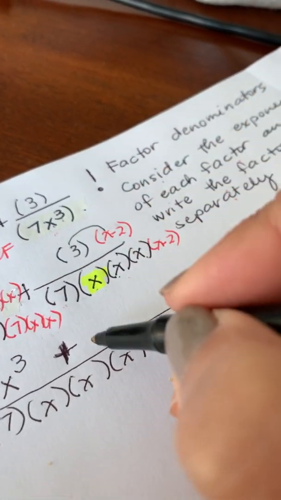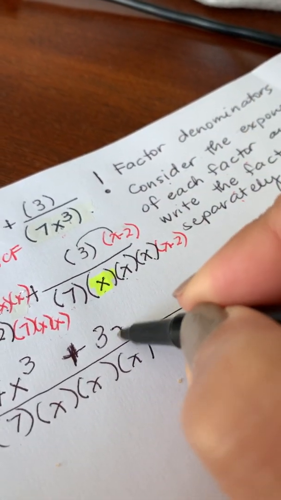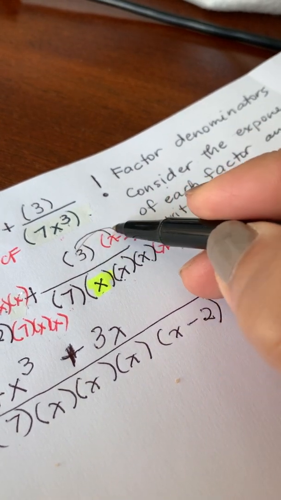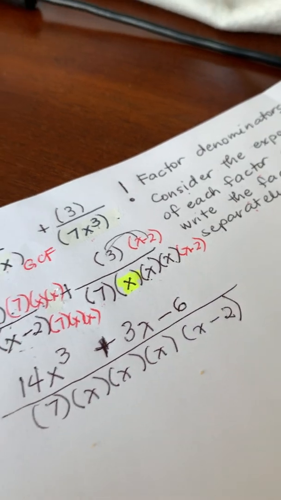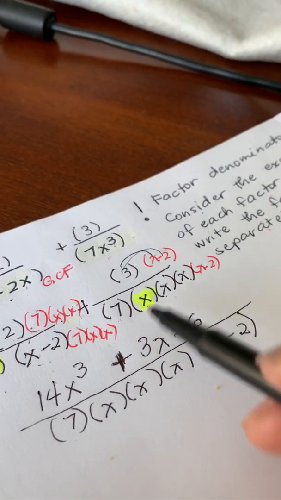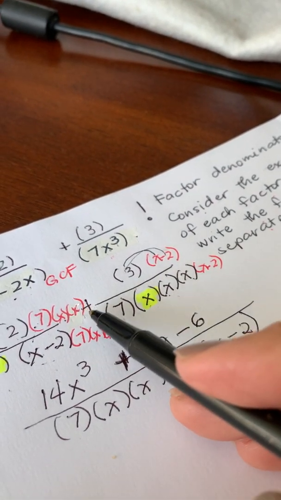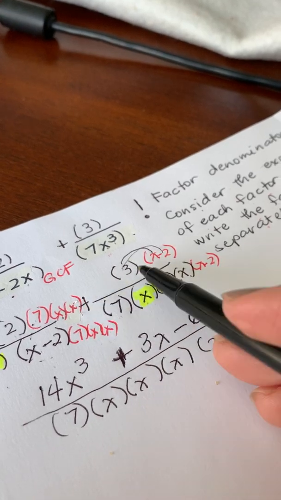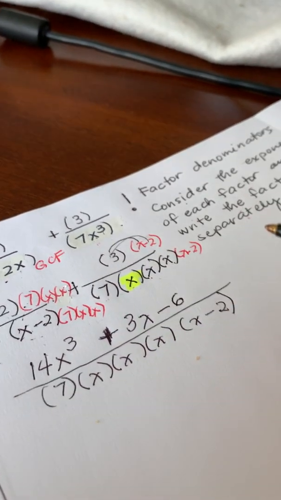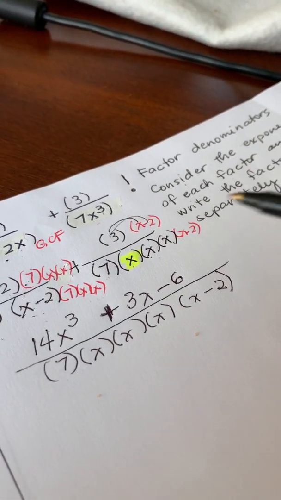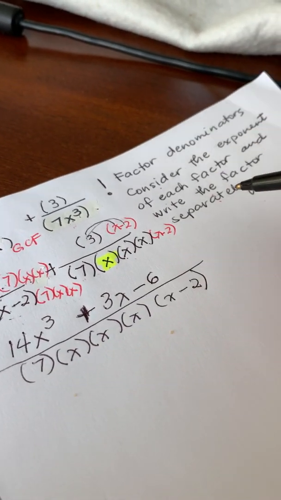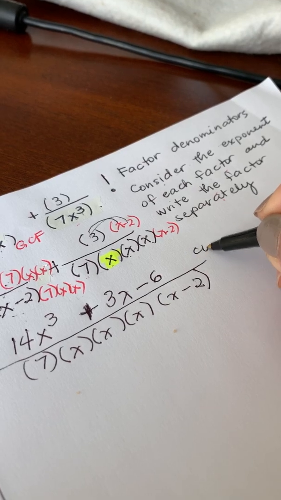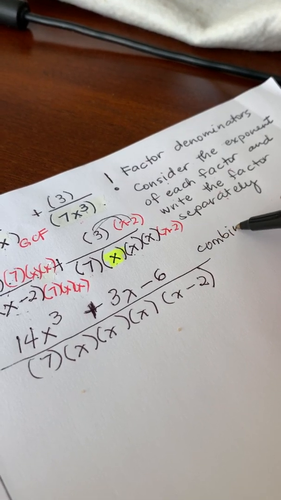3 times x is 3x. 3 times negative 2 is negative 6. Okay, when it is a plus, you just keep the signs. When it is a minus here, you have to multiply your answers with negative 1. Okay, so then the next step will be to combine numerator. Combine like terms in denominator.